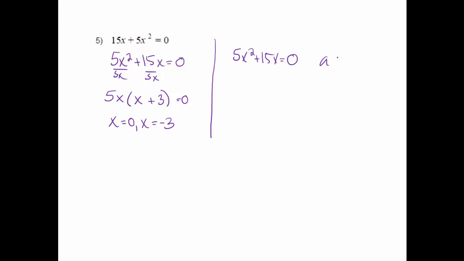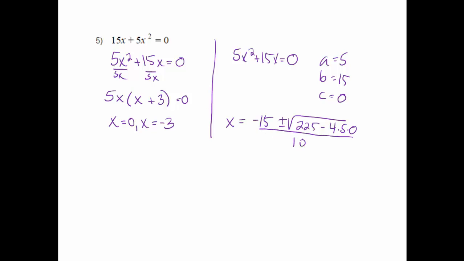Okay, if you prefer to work that using the quadratic formula, let's just make sure we have our parts right. My A would be 5, my B would be 15, and there is no C term, so C will be 0. So solving that using the quadratic formula, we're going to get x equals opposite B, so negative 15 plus or minus square root. B squared, 15 squared is 225, minus 4 times A times C, all over 2 times my A value, so 2 times 5 is 10.